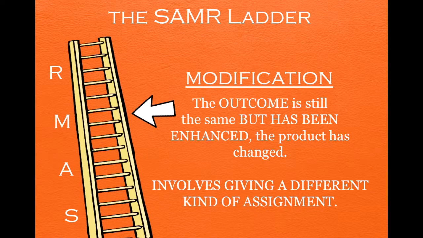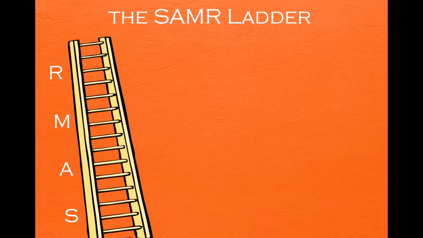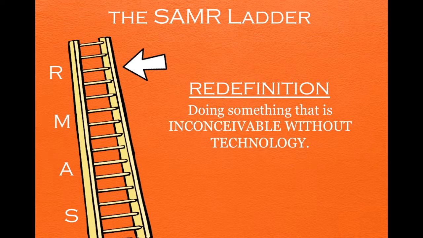The final step is redefinition. Although redefinition is the hardest level to attain, it is the easiest level to understand. It is most simply an activity or lesson that would have been inconceivable without technology. Any activity ranging from Skype, social media interactions, Google Earth, etc. would all fall in the redefinition level.